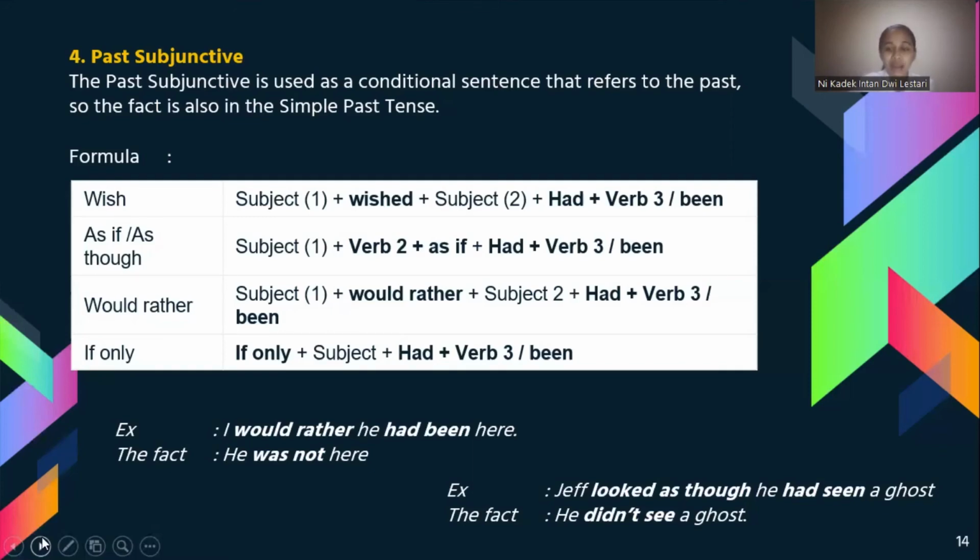And here I also have examples. The first one, I would rather he had been here. The fact for the sentence is he was not here. And then another example, Jeff looked as though he had seen a ghost. The fact of the sentence is he didn't see a ghost.